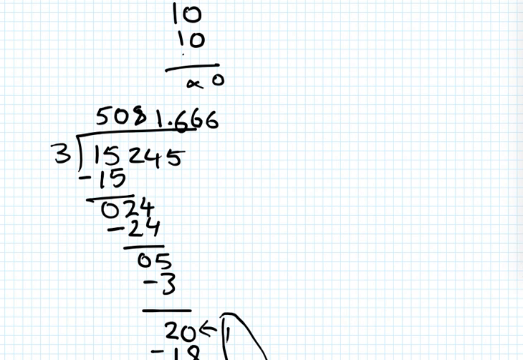So what's the answer to our question? 15,245 divided by 3 is 5,081.666, right? So that's our answer.